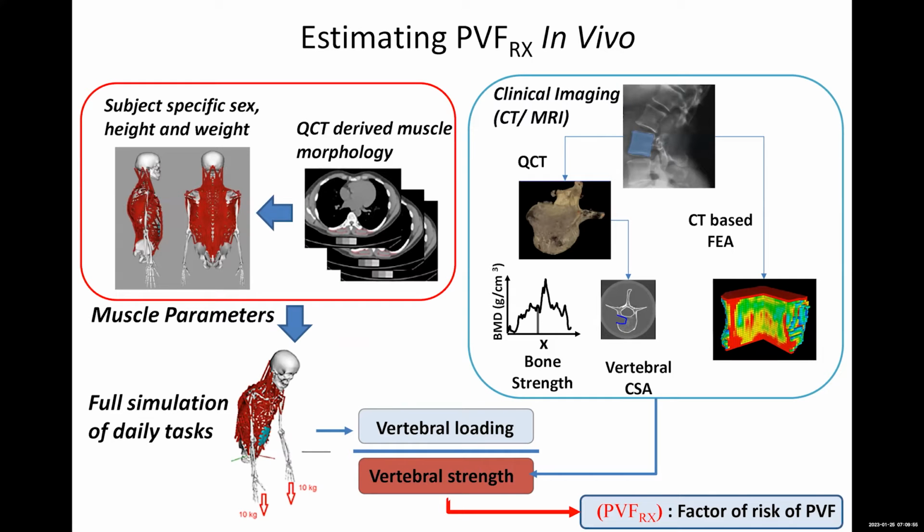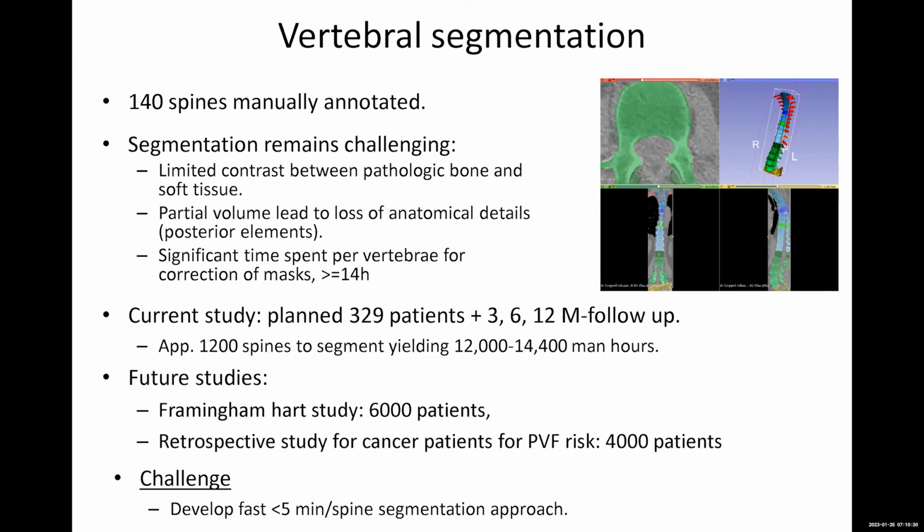So ultimately, the way we look at things, we take the CT, we then create musculoskeletal models from it, we then simulate daily tasks, and from that we get vertebral loading. On the other hand, we take the CT and either use rigidity measures, looking at bone strength and cross-sectional area, or we use finite element analysis to compute the strength of the vertebra. Dividing the two gives us the factor of safety. Both of these activities actually require segmentation as the first part of all that. So currently for our study, we have about 140 spines manually annotated.